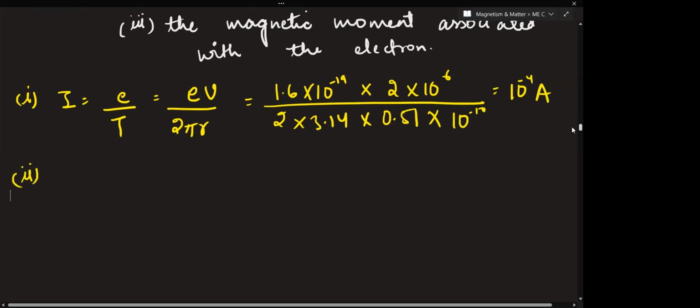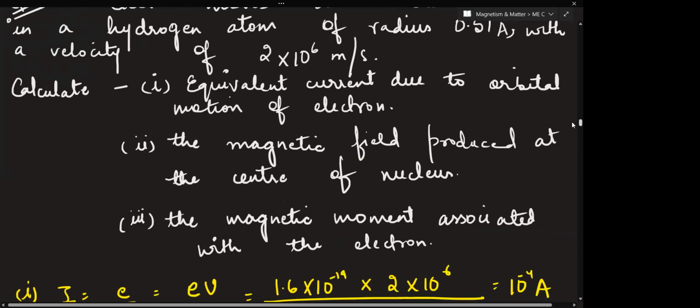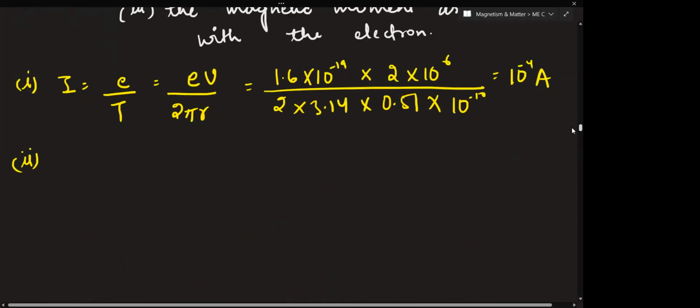The second part is asking us to calculate the magnetic field which is produced at the center of the nucleus. So, Kulsum, how did you get the second part? Because you were the only one who got all the answers. Just tell the second part, Kulsum. B is equal to mu naught I by 2R. Exactly, perfect. See, others. It's a case of what?